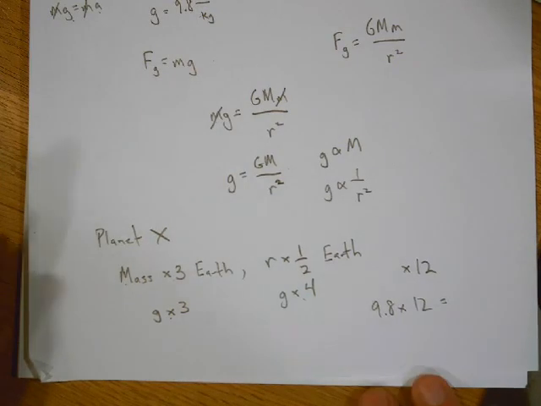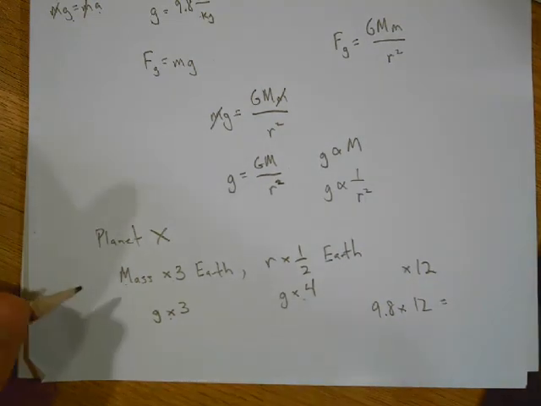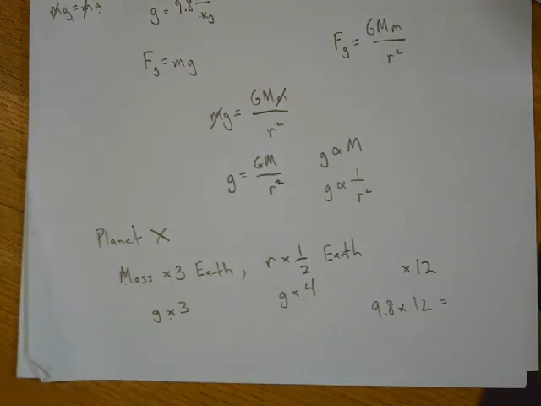If you wanted to know how much more you would weigh on planet X than you do on the Earth, you would just take your weight on the Earth and multiply it by 12.